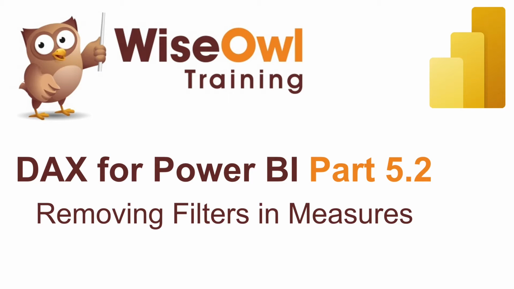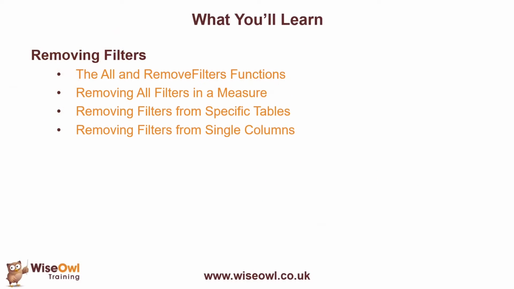In this part of the series we're going to cover how to remove filters in measures. So the video is really all about how to use the All and RemoveFilters functions. We're going to show you three main things in this video: how to remove all the filters in a measure, how to remove filters from specific tables, and how to remove filters from single specific columns. We'll throw a few other techniques in along the way to show you the point of doing all this, so let's get started.